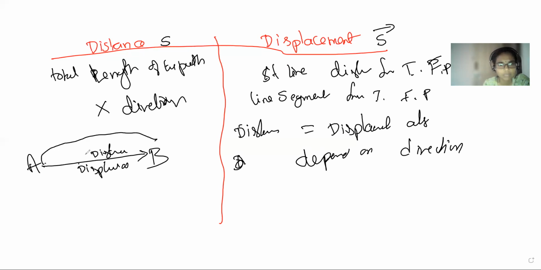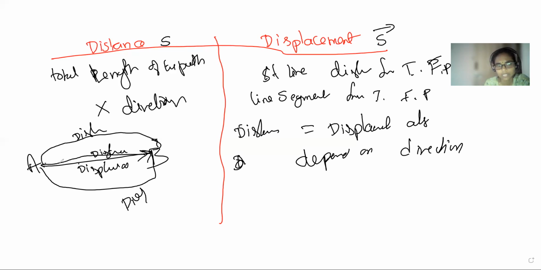Now see, displacement A to B. Suppose an object needs to travel from A to B. It will take this path, and this is also a distance. And this will go from here, it is also called a distance. See, this center line is what is called a straight line.